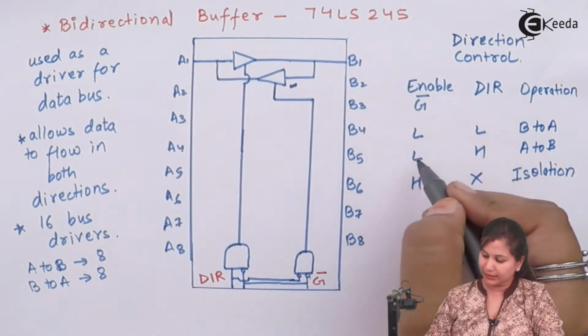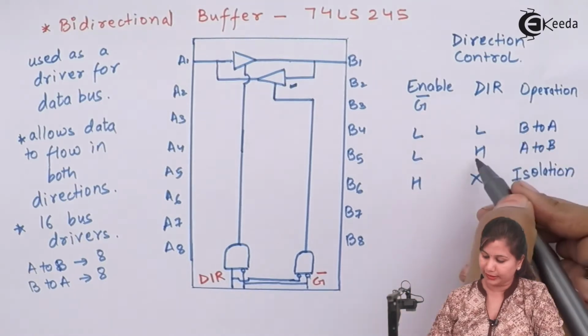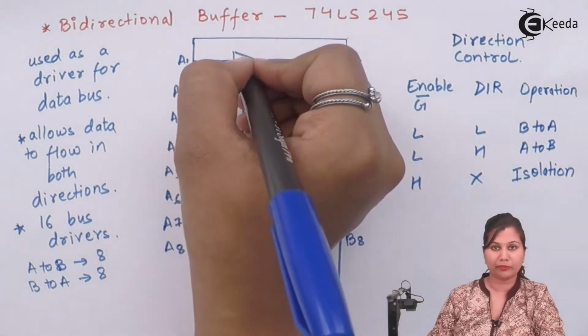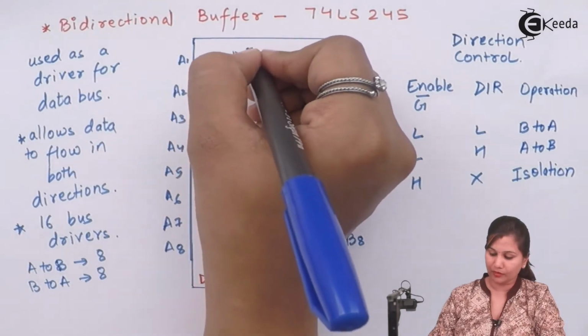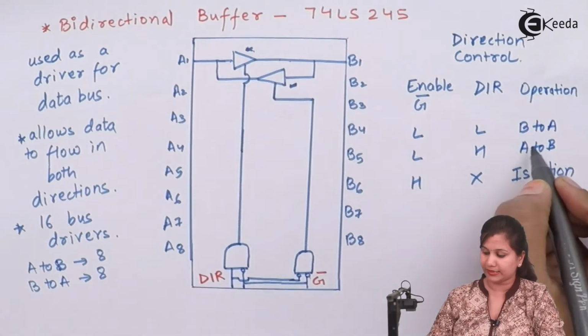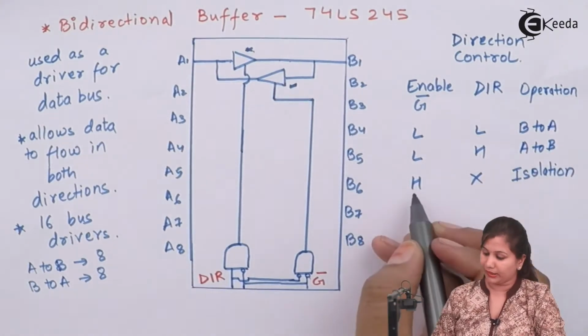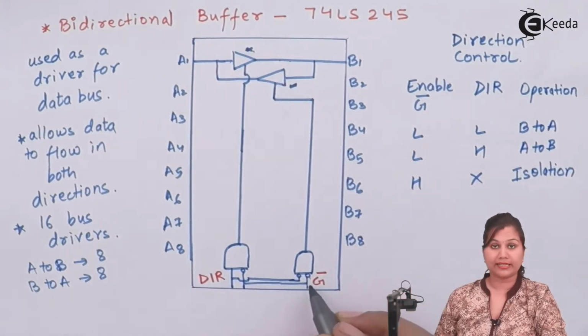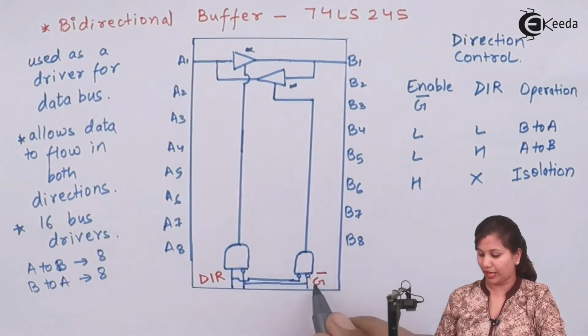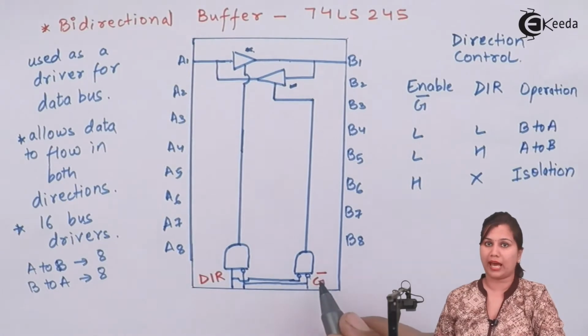Now when this enable line is low and the direction control line is high, it means that this buffer will be activated, so the data will flow from A to B. This is written here. Now, this enable line G bar has a bar over it, so it has to be active low.